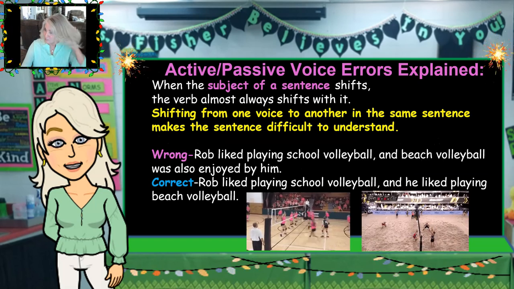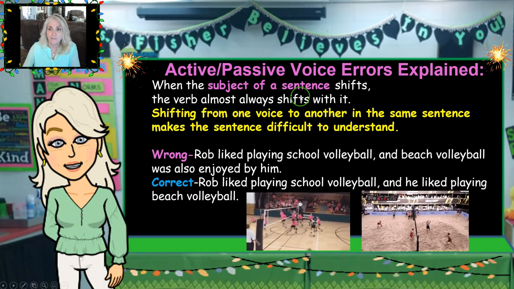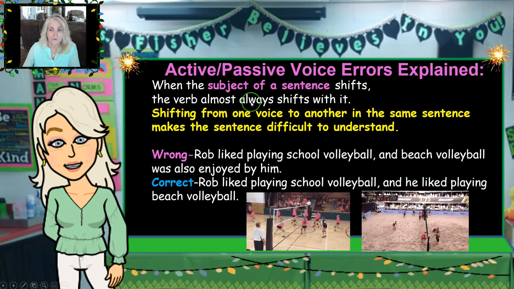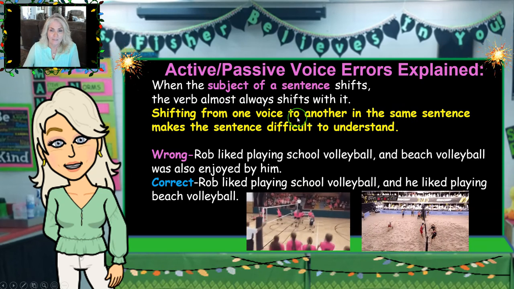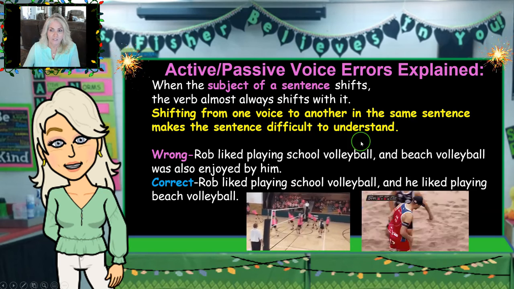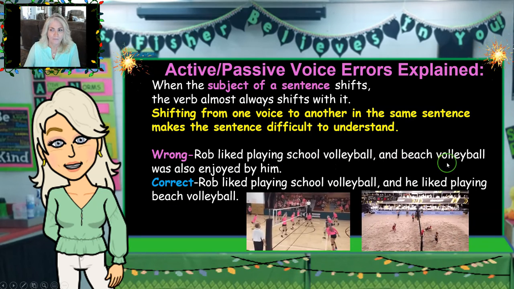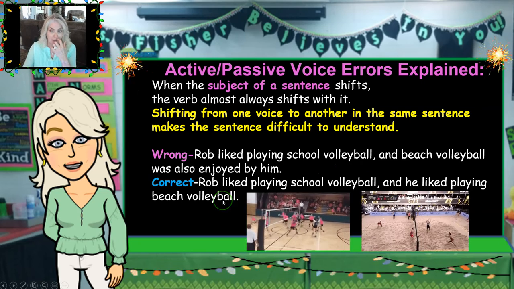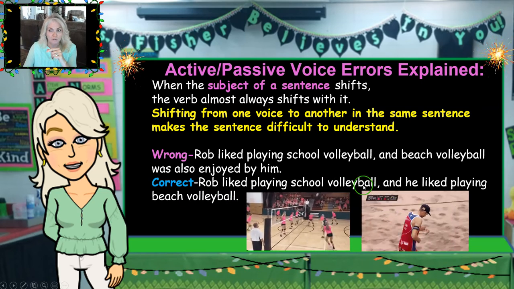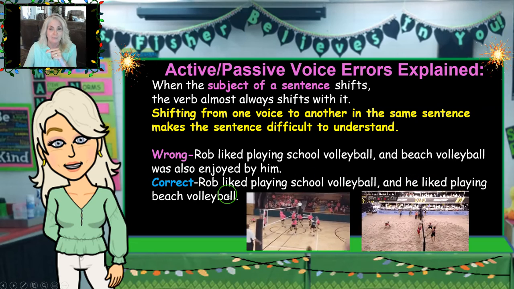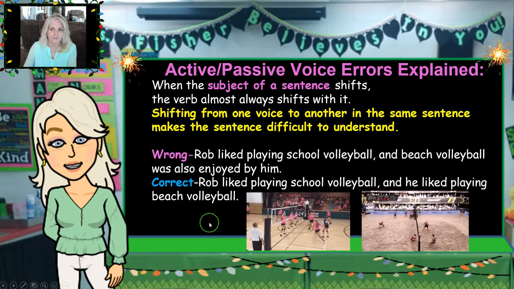So, active voice errors explained. When the subject of a sentence shifts, the verb almost always shifts with it. Shifting from one voice to another in the same sentence makes the sentence difficult to understand. Rob liked playing school volleyball, and beach volleyball was also enjoyed by him. So there's a shift there. Rob liked playing school volleyball, and he liked playing beach volleyball. Now the shift has been corrected and it no longer sounds confusing.